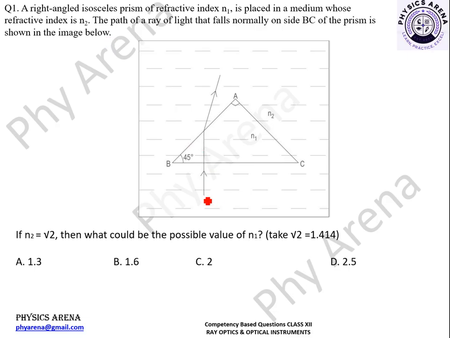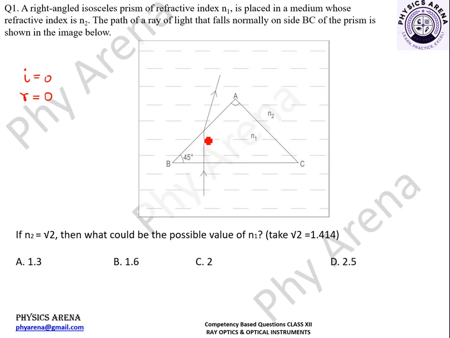So this is the ray of light that is normal to the BC surface, and we all know that when the ray is normally falling on some surface, it will move without any deviation because i is equal to 0 for this ray, and the angle of refraction will also be 0 because if we apply Snell's law at this point, r will come out to be 0. So the ray will move undeviated.